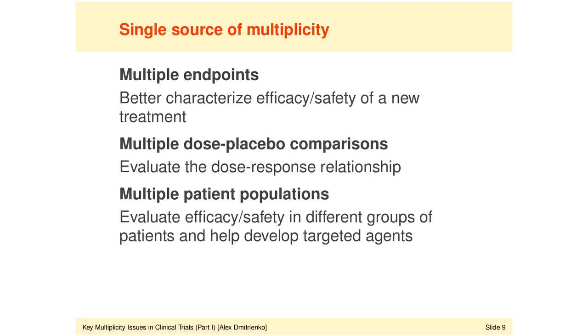And I would like to also very quickly emphasize that there's only one source of multiplicity in all problems that are listed on the slide. In all three cases, the multiple tests are included in a single family, which is a family of multiple endpoints, for example, and that defines that single source of multiplicity.